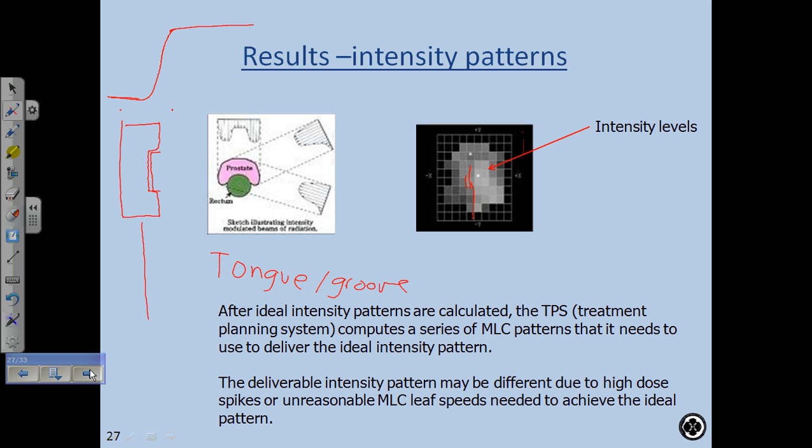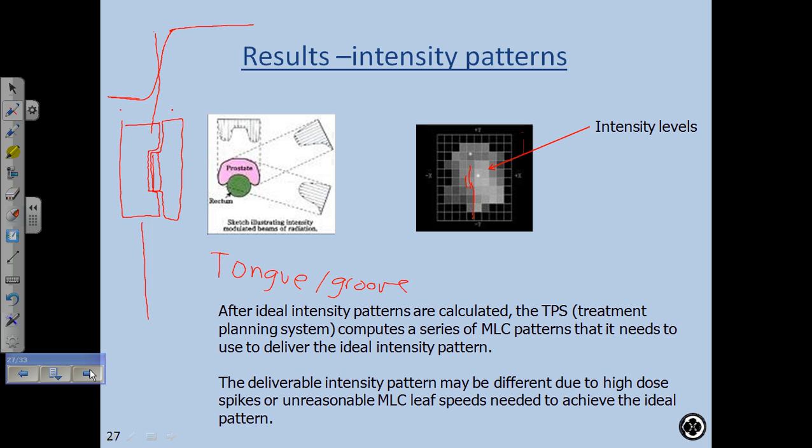Okay, the source is here, and the radiation is coming down this way. So the tongue and groove effect is when the shadow of this tongue here overlaps the shadow of another leaf that's coming in this direction, and both of those tongues add up. And then it creates a dark spot, a spot of low dose.